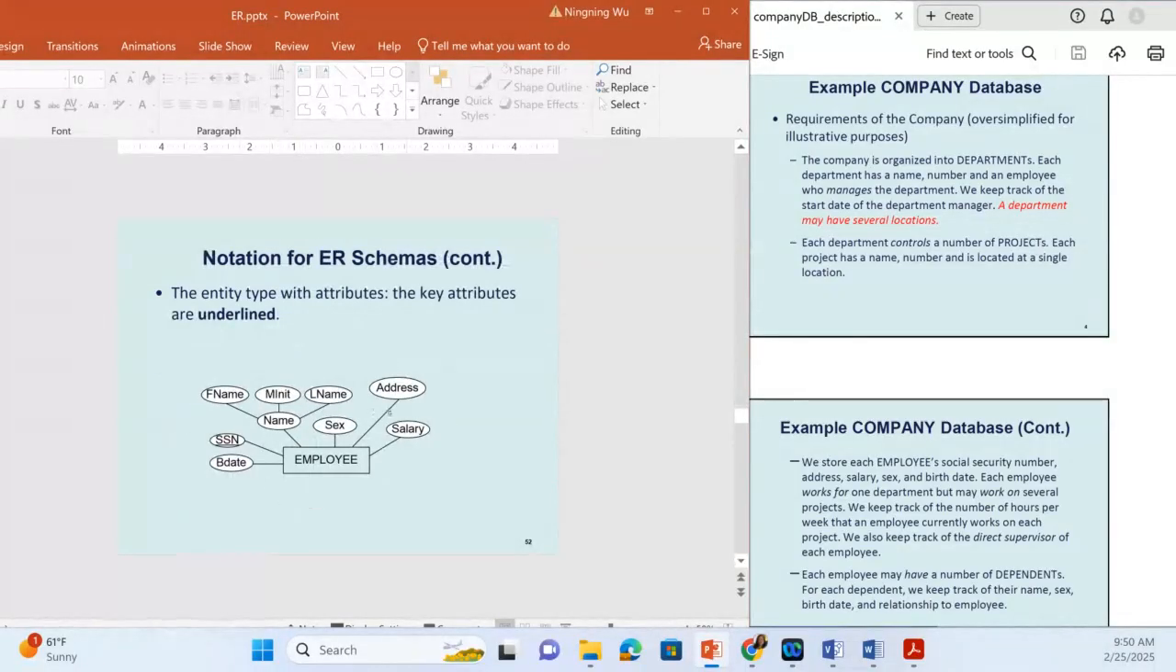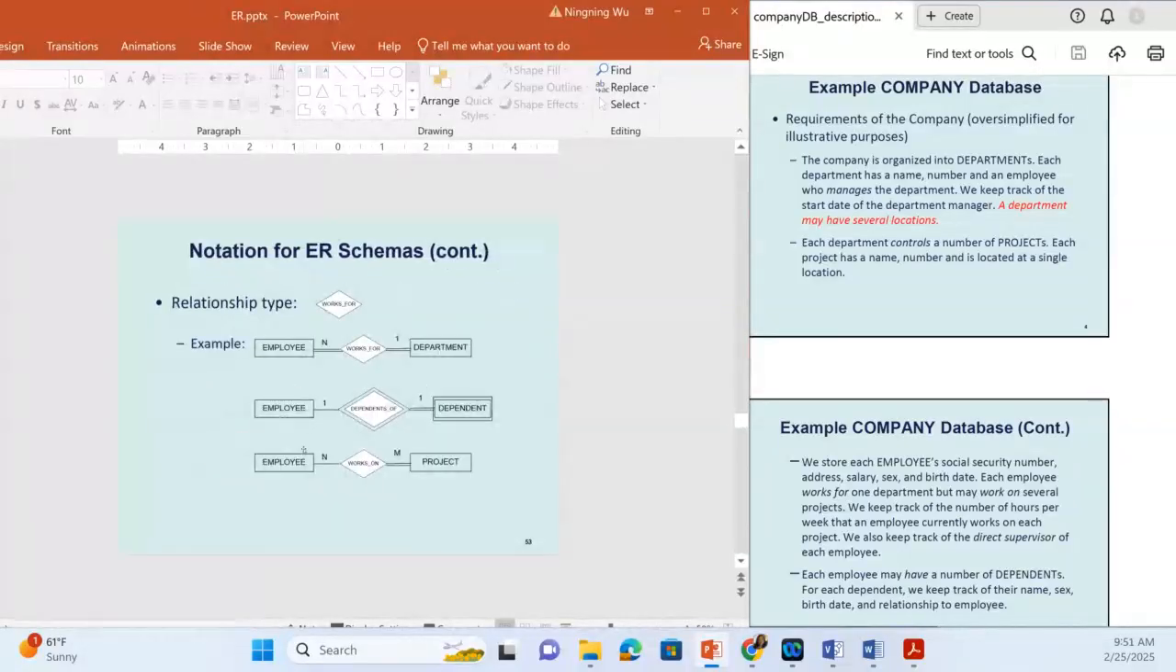So this shows how we represent an entity type. In this case, we have 5 single attributes and 1 composite attribute called the name. We underline the primary key as SSN. And for the relationship type, we need to specify cardinality ratios and participation constraints.